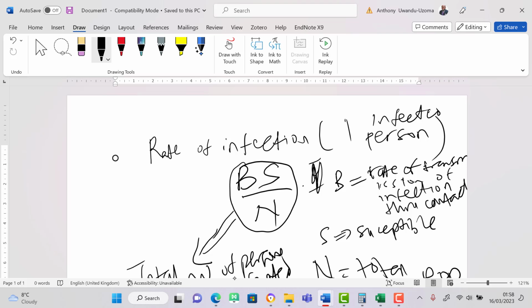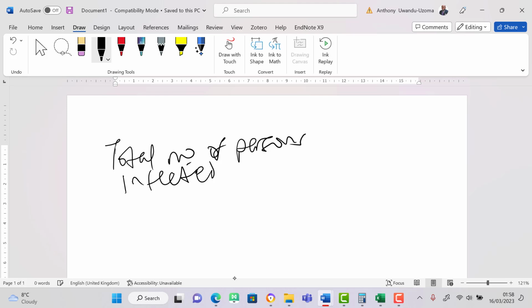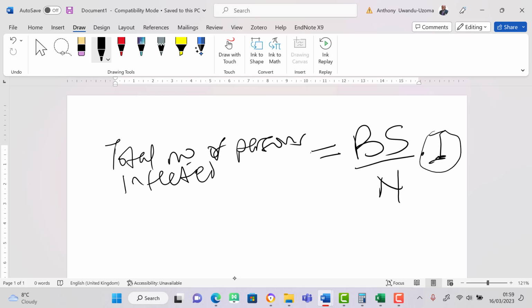The second equation is: the total number of persons that will be affected will be given by BS over N times I. So for the whole population, how many people will be affected? If you are asked to calculate how many people will be affected, this is the formula. You just take the same BS over N and then multiply it by the total number of infected.